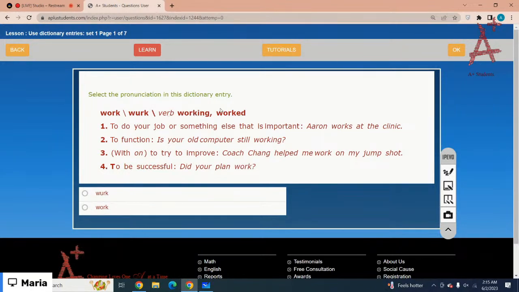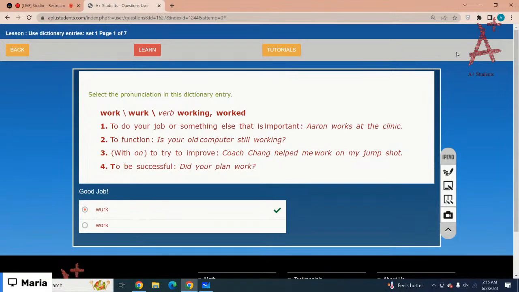You can use it as working or worked, and the meaning is to do your job or something else that is important. Here is the meaning of the word work. Here is the sample sentence: Aaron works at the clinic. Got it? So the correct option is option number one. You can pronounce it like work, WURK, not walk. Pronunciation is a bit different.